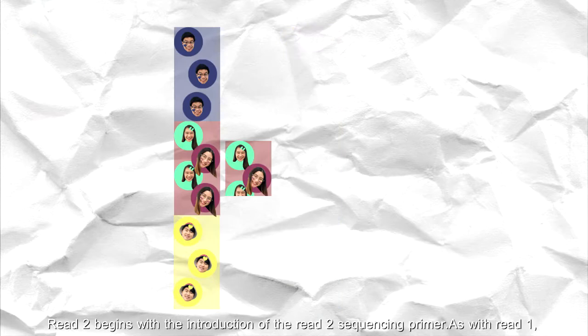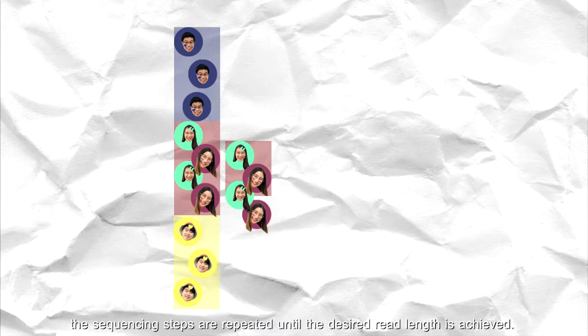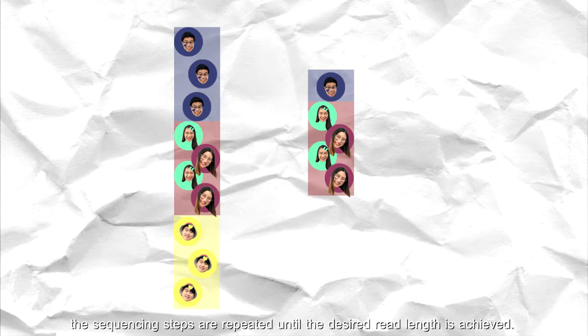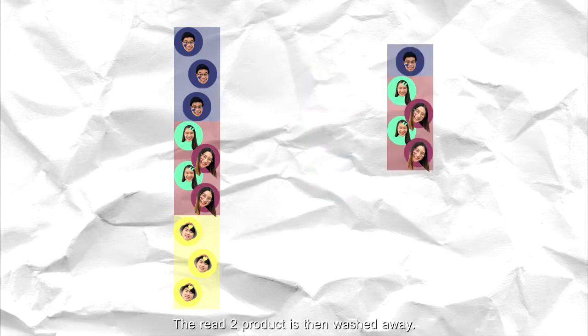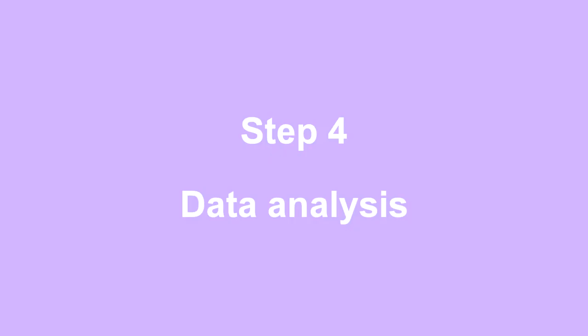Read 2 begins with the introduction of the read 2 sequencing primer. As with read 1, the sequencing steps are repeated until the desired read length is achieved. The read 2 product is then washed away.